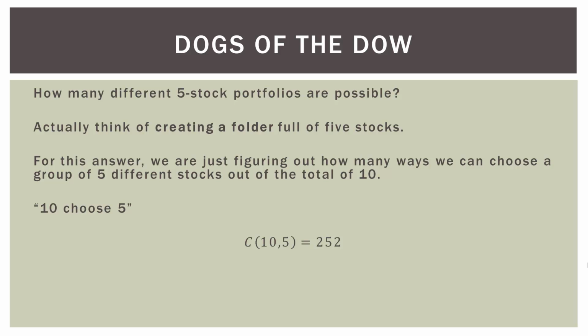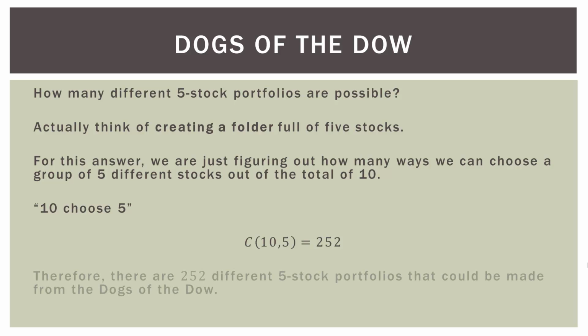And we write it in this manner. In finite math, we write it like this usually. You might see it a little bit differently in a stats book, but it means the same thing. But 10, choose 5 is 252. So therefore, there are 252 different 5 stock portfolios that could be made from the Dogs of the Dow list. So a group of 5 stocks, 5 different stocks, there are 252 unique groups of 5. So let's go ahead and take a very quick look at that on film.